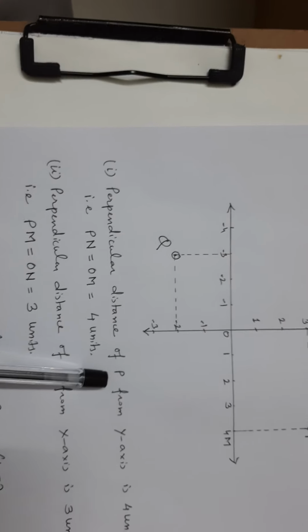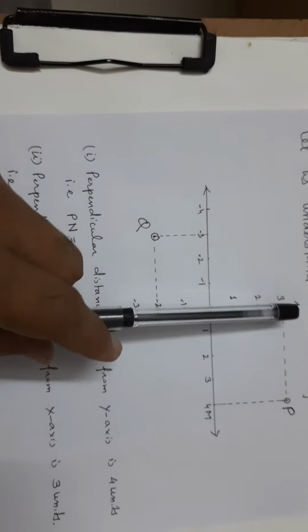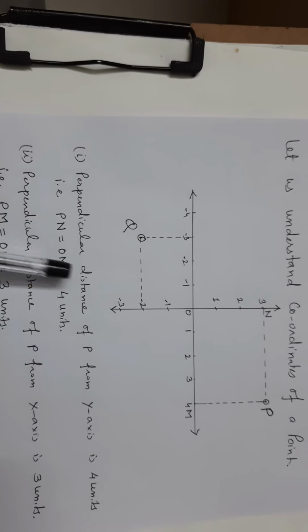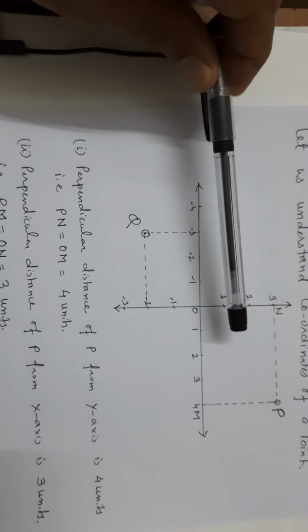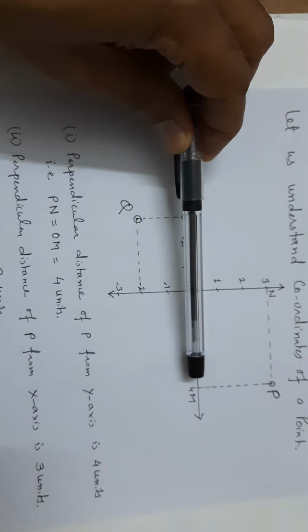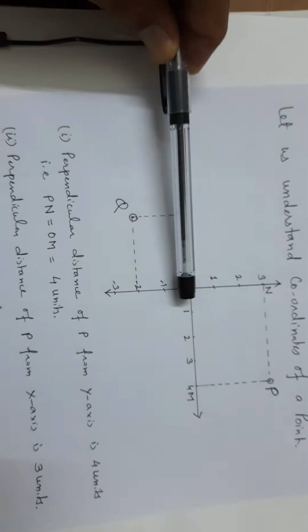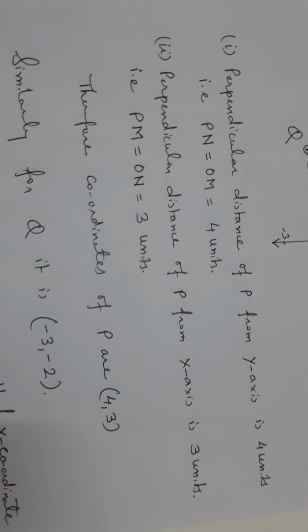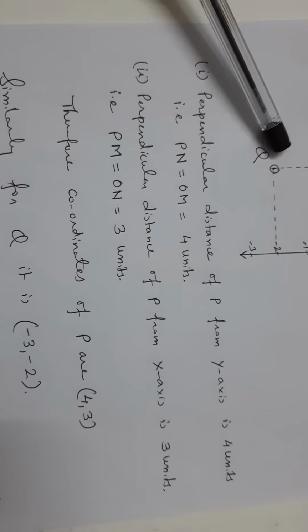The perpendicular distance of P from y-axis is 4 units. That is PM is equal to OM. Either you call it PN or you call it OM, after all, it is going to be 4 units. Similarly, perpendicular distance of P from x-axis is 3. That is PM or ON is equal to 3. And therefore, we say coordinates of P are 4, 3. Similarly, Q has coordinates -3 and -2.